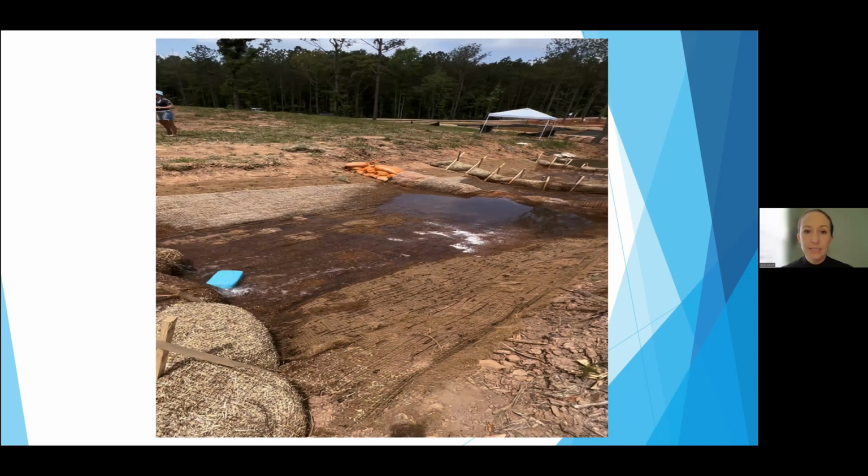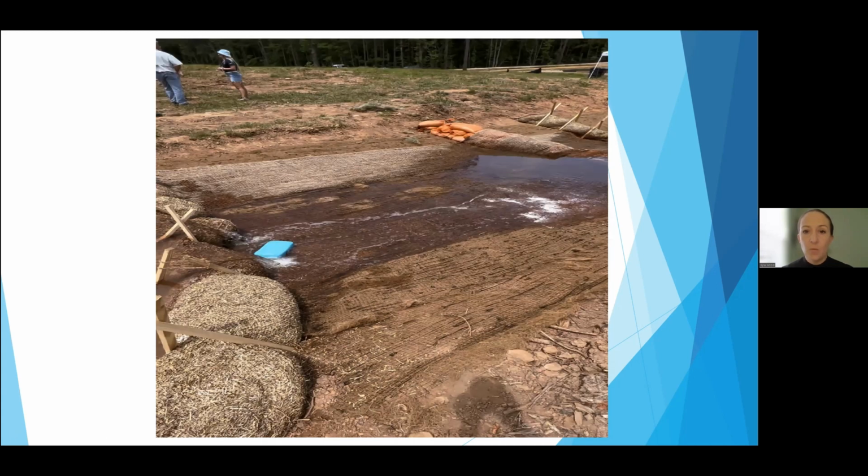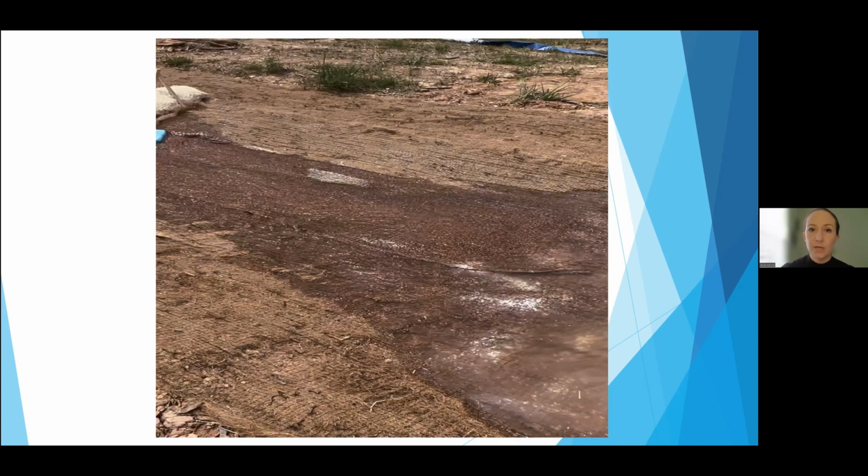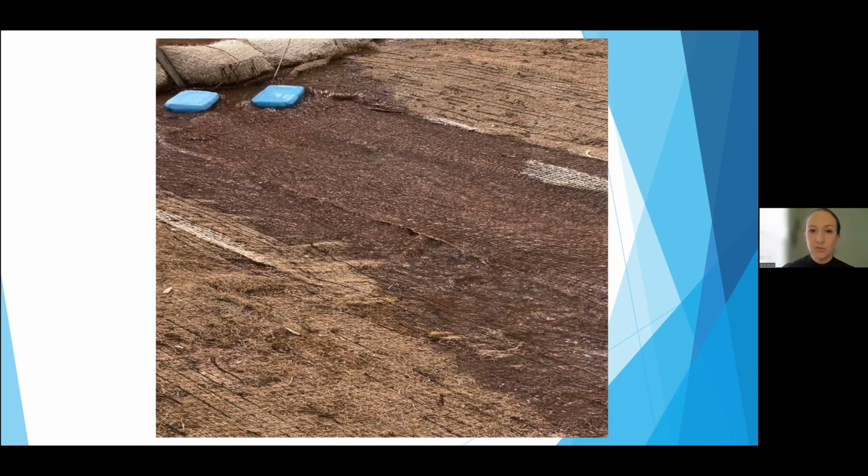But this is just a great example. The channel's lined, it has wattles, it has the logs and the powder, and you can see how quickly that water clears as it moves down that channel. This was about 500 gallons per minute. So we can do a lot of work in a pretty short period of time with these passive treatment applications.